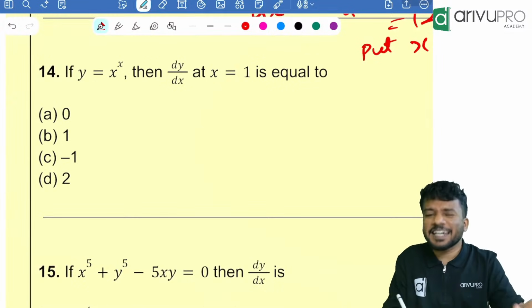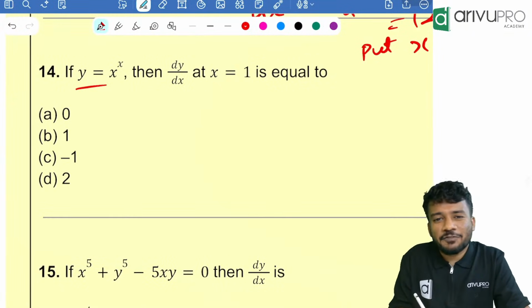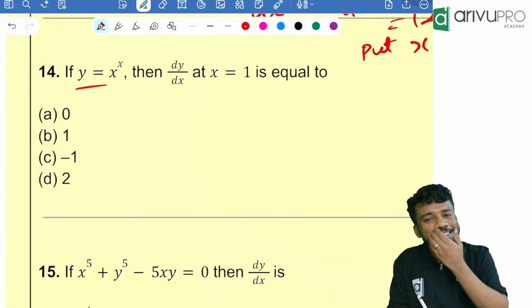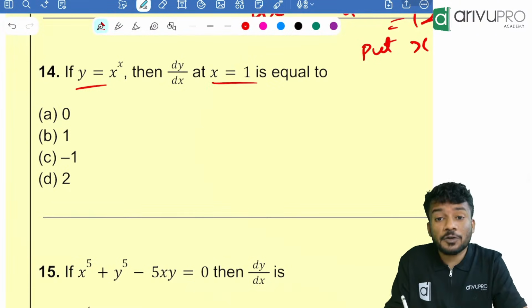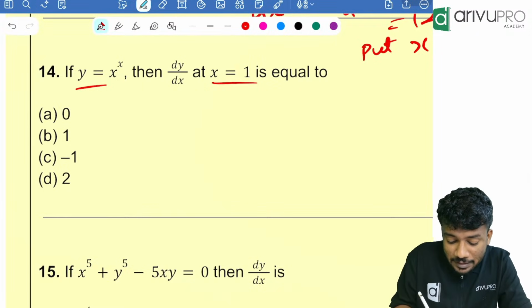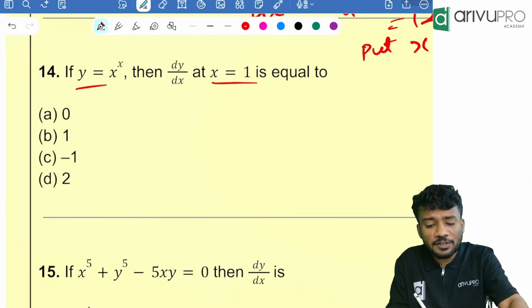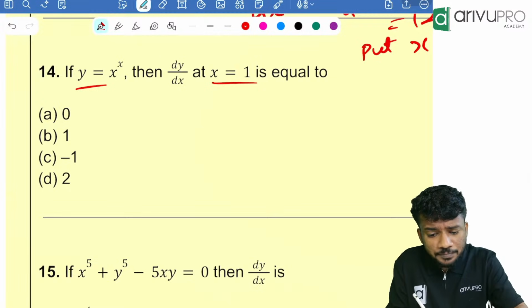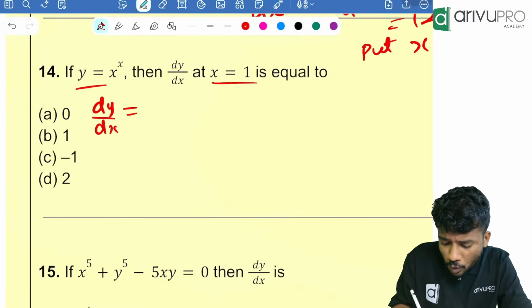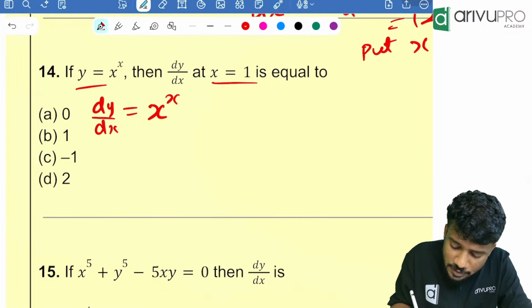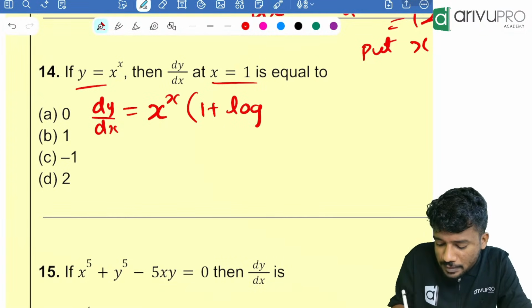Next question, a direct question. We already know the direct formula. So what is the formula? If y is equal to x raised to x, then dy by dx is how much at x is equal to 1? Now we know that y is equal to x raised to x. What is the derivative of that? That is nothing but dy by dx is equal to what? X raised to x into 1 plus log x. That is the general formula.